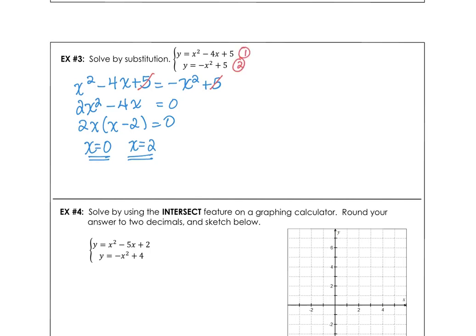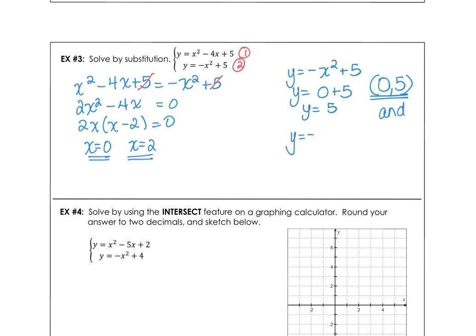It's a little simpler. So when y is negative x squared plus 5, when x is 0, y is 5. So we have one ordered pair for the solution at 0, 5. And then the other ordered pair, when x is 2, then y is 1, since we have negative 4 plus 5, so y is 1. So our other solution is at the point 2, 1.